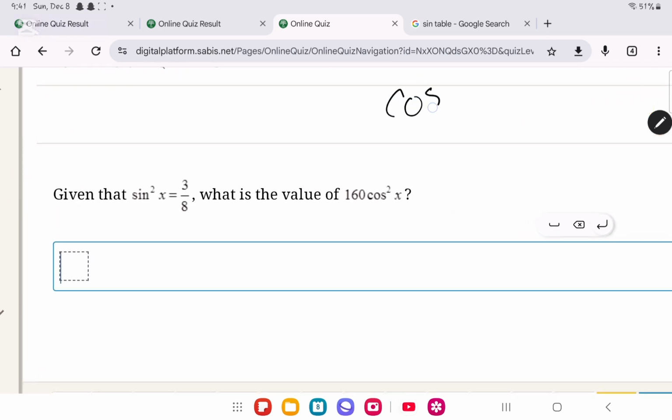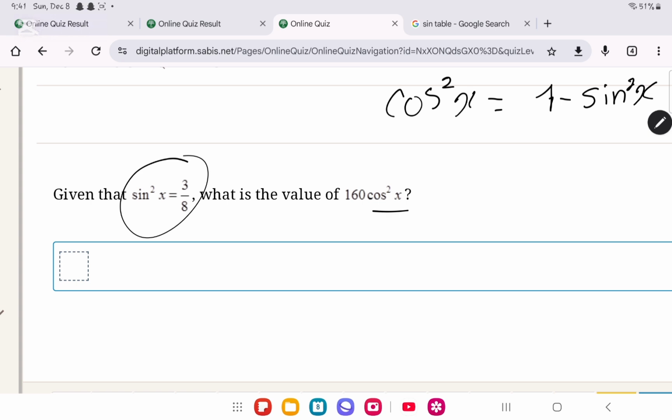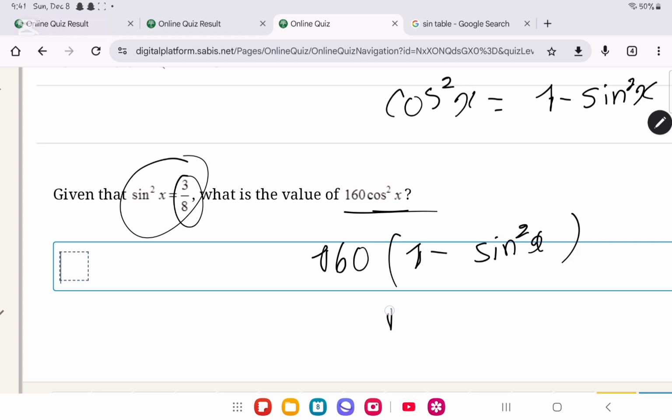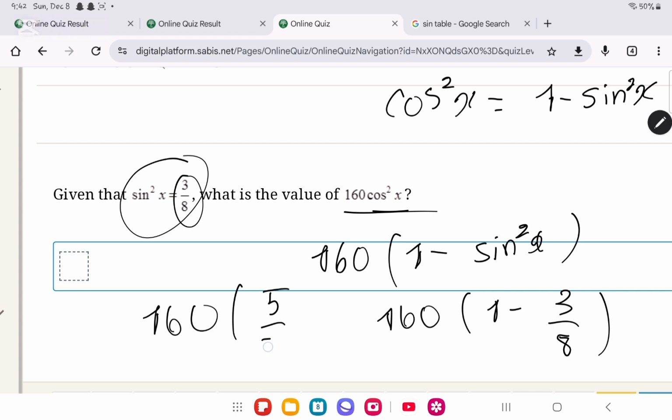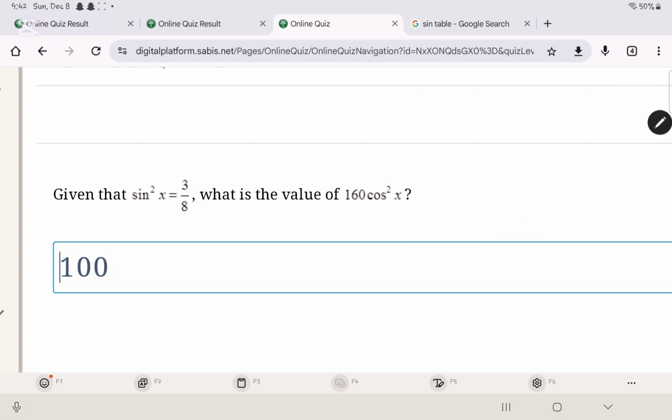Here we know that cosine squared x is equal to 1 minus sine squared x. We have sine squared x and we have cosine squared x here. We need the value of 160 cosine squared x. If sine squared x is 3 over 8, very simply, it's going to be 160 times 1 minus sine squared x. So 160 times 1 minus 3 over 8. So 1 minus 3 over 8 becomes 5 over 8. So 160 multiplied by 5 over 8, which is then 20 times 5, which is 100. So very simply, the answer over here is 100.